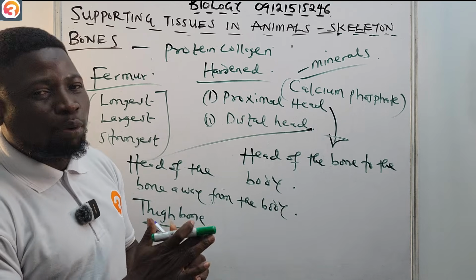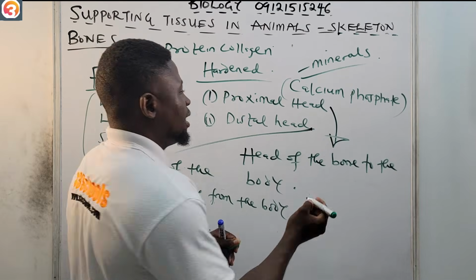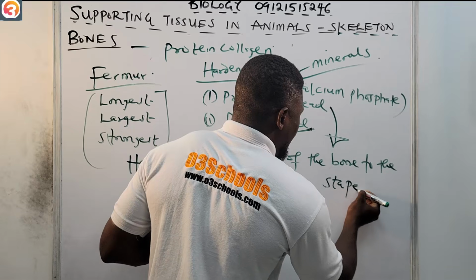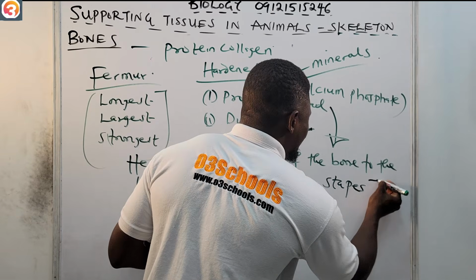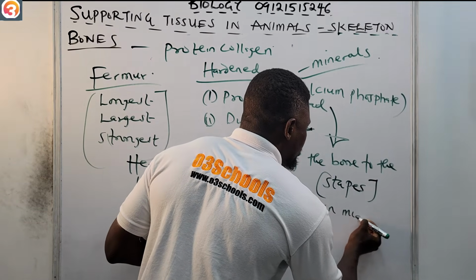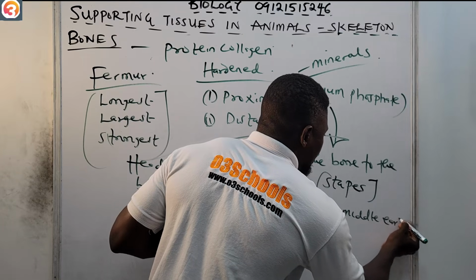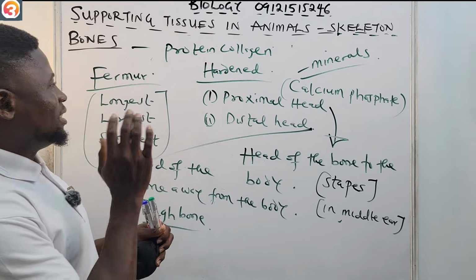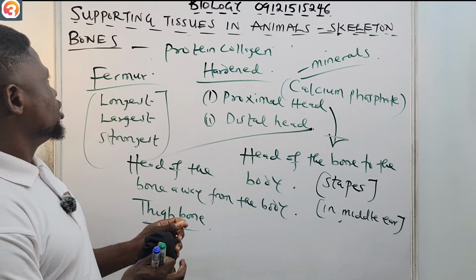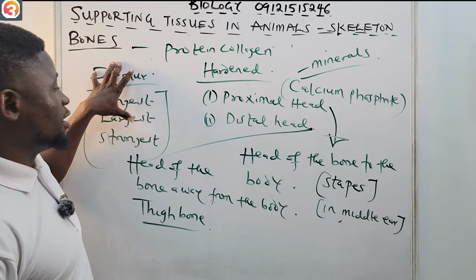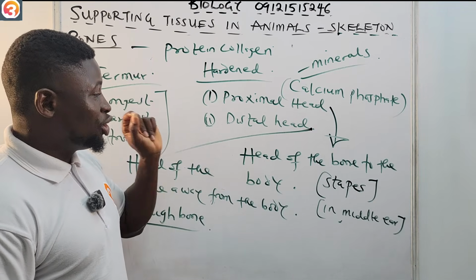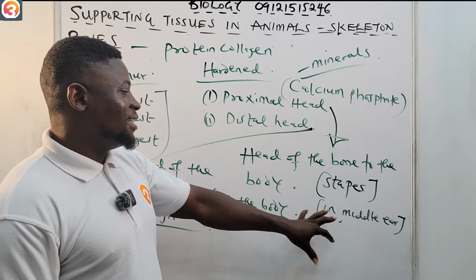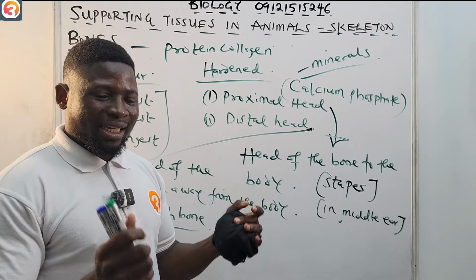The smallest bone in the human body is called the stapes. S-T-A-P-E-S. This one is found in the middle ear. Please take note of that. All right, so that is it for the bones. The strongest is the femur, the longest is the femur, while the shortest, the smallest rather, is the stapes in the middle ear.